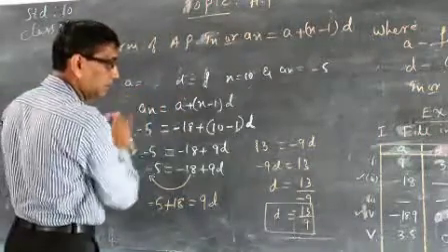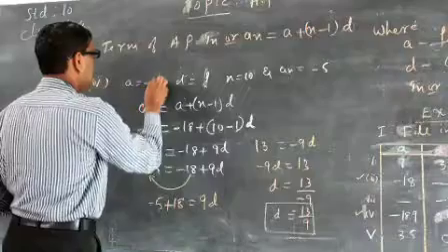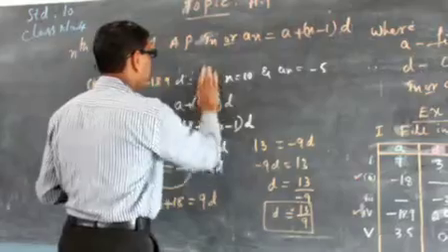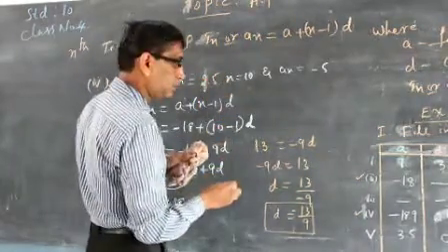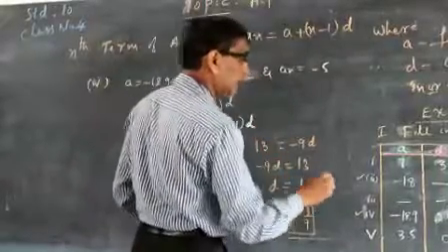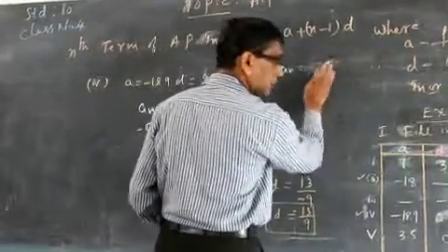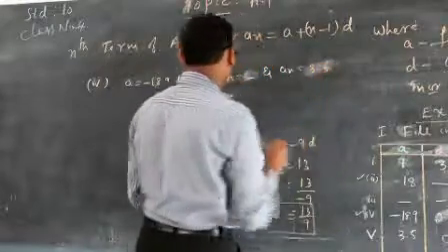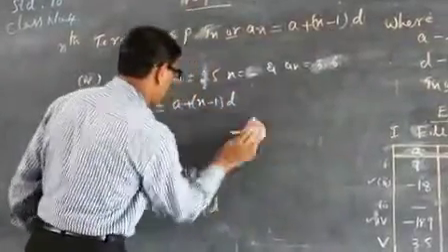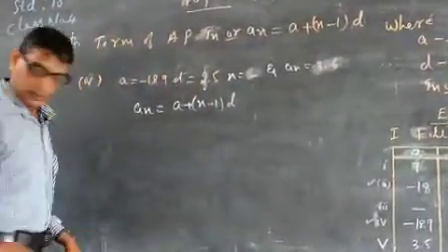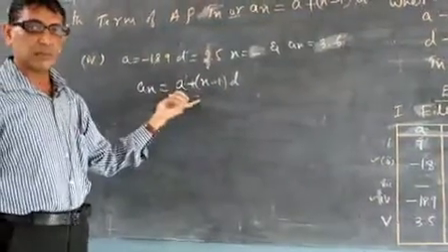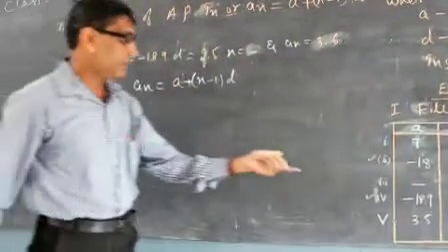What is a value? Fourth one, a value is minus 18.9. D is given, 2.5. N is blank. Now here n is blank and then an is equal to 3.6. So in this, write the formula. An is equal to a plus n minus 1 into d. Formula is same. You have to find out the required term from the formula.